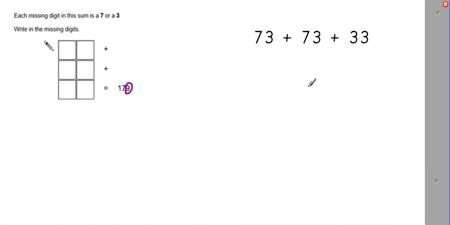Okay, then let's have a look. So your answer would be 73, add 73, add 33, because 3 add 3 add 3 is 9. If you'd had a 7 in the end digit in the ones column, you wouldn't have been able to make 9. Well done if you got that correct.